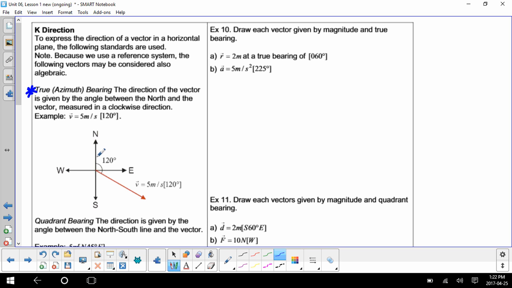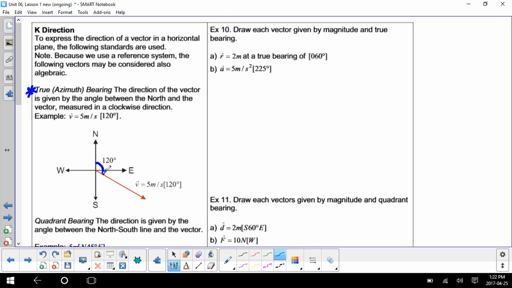So, for instance, in this picture, the angle from north to the vector is 120 degrees, and we always go in a clockwise direction. So a bearing of 0 degrees would be true north, and a bearing of 359 degrees would be 1 degree towards the west from true north.